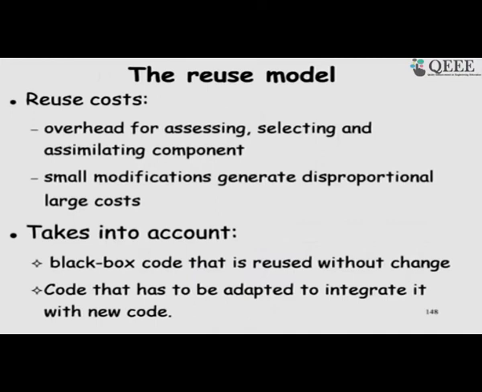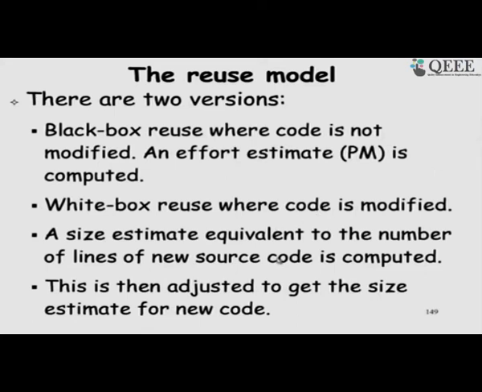So, the reuse model, this is where we are reusing software. There are two things here. One is black box reuse, we do not modify the code, just use it as it is, like a library call, whereas here we need to modify the code and integrate. So, this definitely will take more effort than a black box reuse. So, that is what I have written down here for your reference and note.